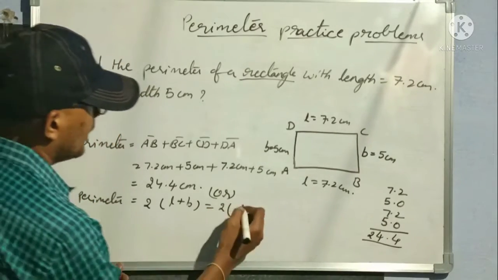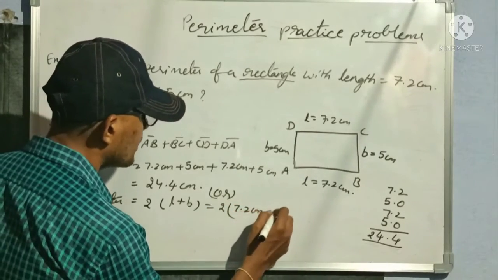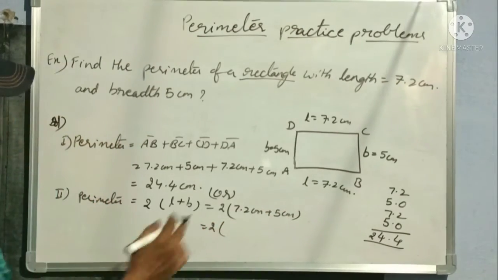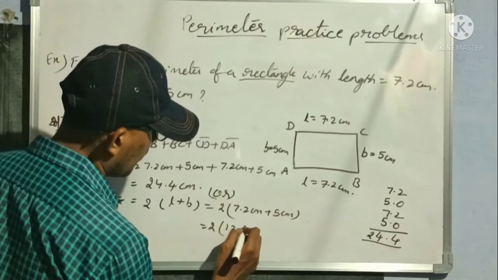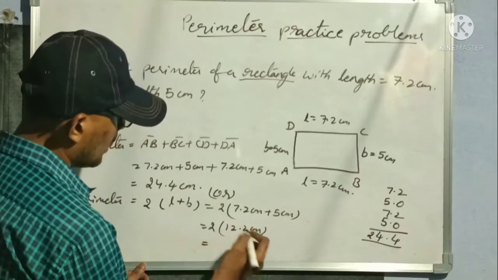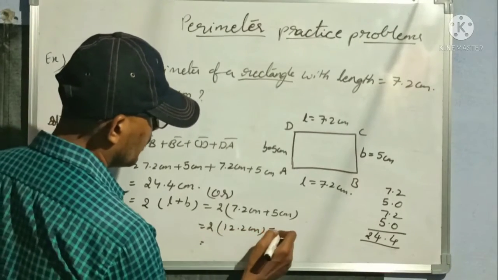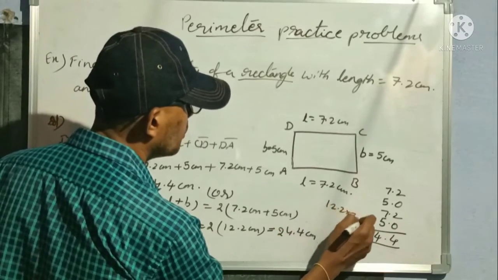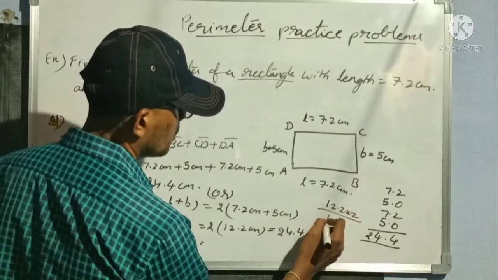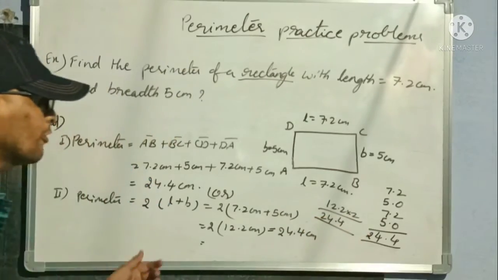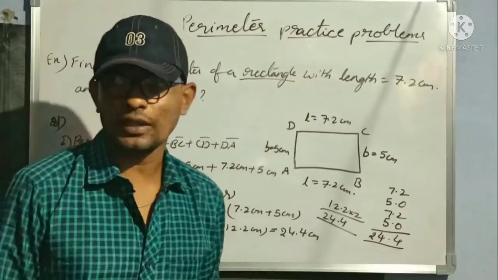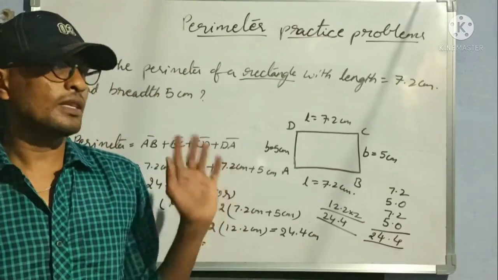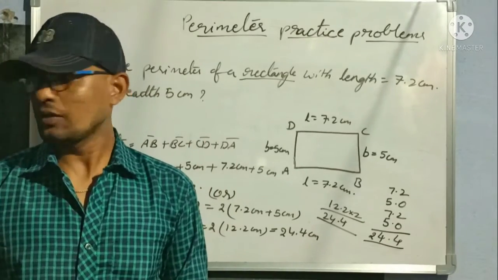2 into (length, how much? 7.2 centimeters plus 5 centimeters). So that is equal to 2 into 7 plus 5 is 12, so 12.2 centimeters. So 12.2 into 2. Then we will get 24.4 centimeters. See here, 12.2 into 2: 2 2s are 4, 2 2s are 4, 2 1s are 2. So 24.4 centimeters. Understood? So this is the basic concept.